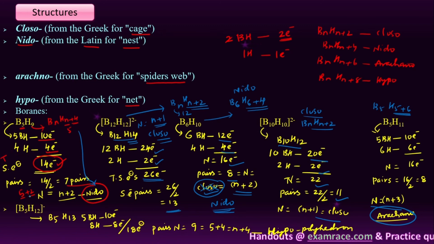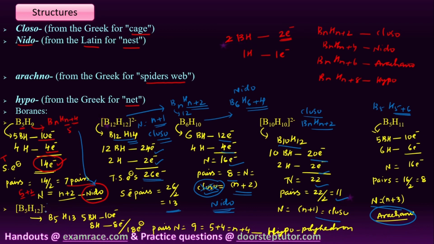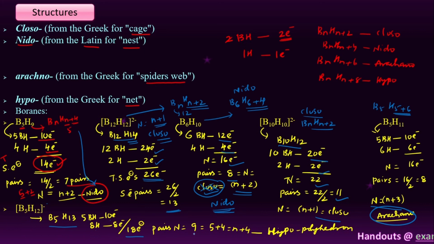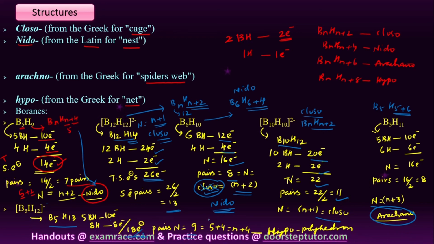So we will calculate. Next you can see, student, B5H12. Due to the negative charge, here I am adding one electron to this total, so that it becomes B5H13. So 5 BH units give 10 electrons, and 8 hydrogen atoms give 8 electrons. So the total number of electrons is 18, that is 18 by 2, which is equal to 9 pairs. Therefore, 5 plus 4, n plus 4, that is hypopolyhydride.